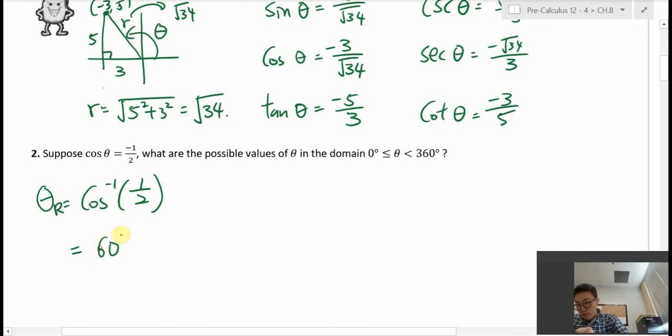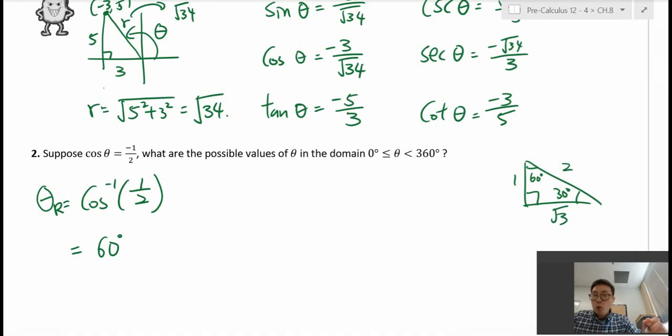Let me just make sure. Let me draw this special triangle here. Here's 30 degrees. That's 1, 2, root 3. So that's 60. Cosine is adjacent over hypotenuse. The adjacent side is 1, which means the angle is 60 degrees. So the reference angle is 60 degrees.